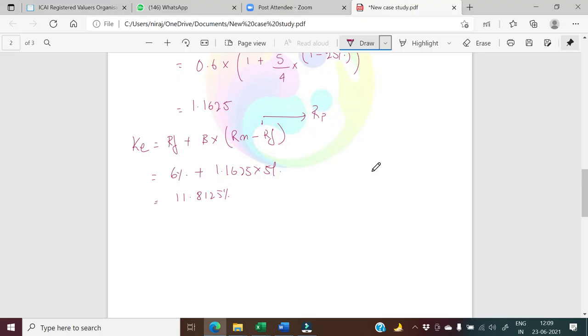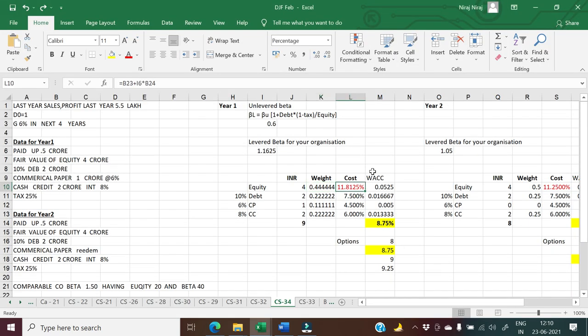What is the formula for WACC? The formula for WACC is weight of equity into cost of equity plus weight of debt into cost of debt into 1 minus tax. Here we have 3 different kinds of debts given in the question. For cost of equity, as we calculated, it is 11.8125, I have considered that. For cost of debt, the cost of debentures is 10%. So 10% into 1 minus tax rate of 25% comes to 7.5. Similarly for commercial paper and CC, I have done it like this.